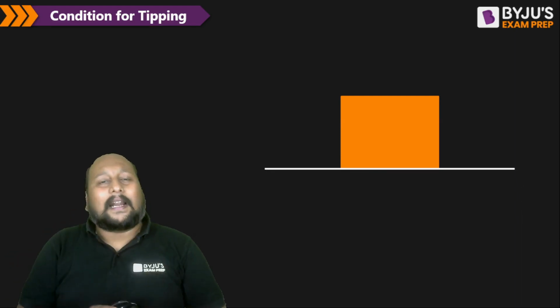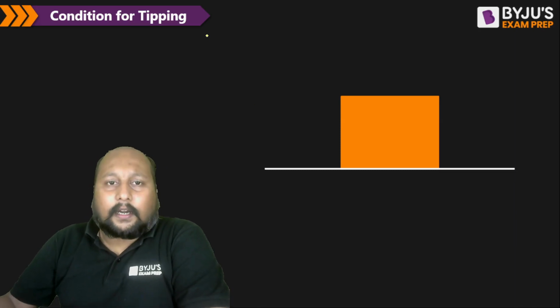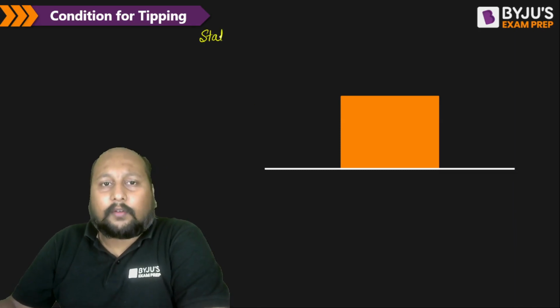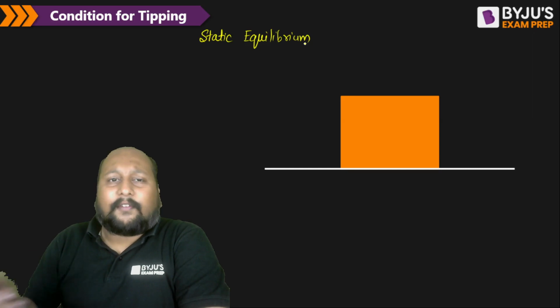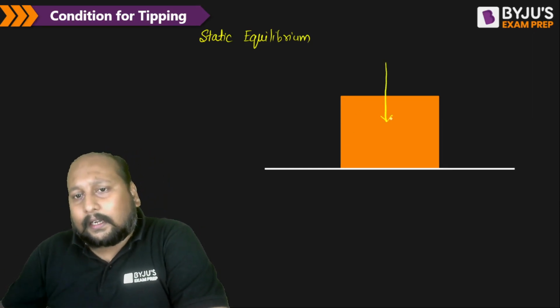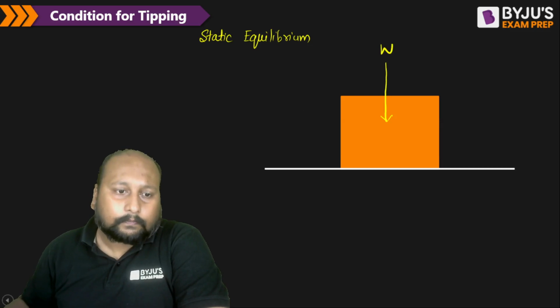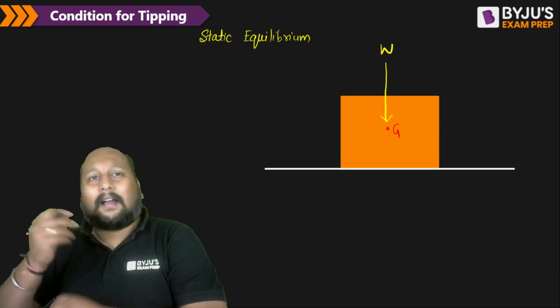This body will be in static equilibrium, right? This body will be in static equilibrium. Okay, so if I try to write the condition for this body having static equilibrium, and if I try to draw the FBD, we'll have a force acting, the weight acting downward, passing through the center of gravity, that is point G, right? And we'll have some normal reaction.